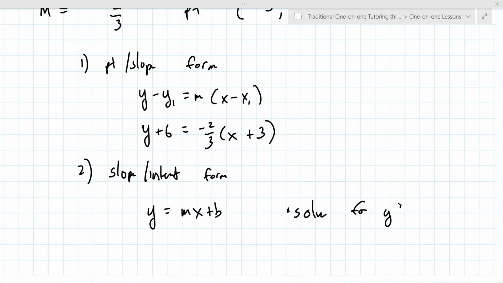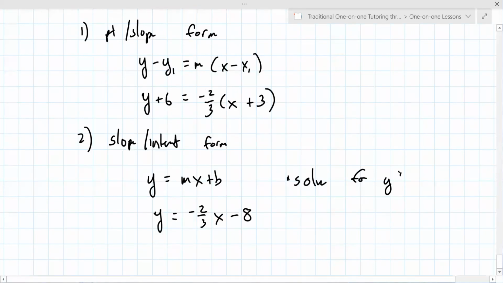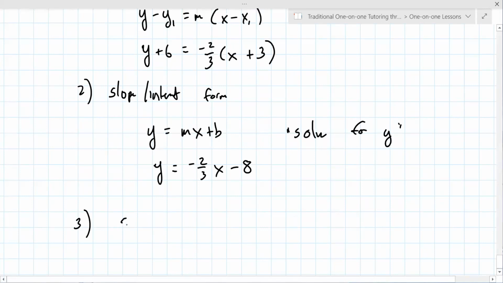y plus 6 equals negative 2/3 times x plus 3. Okay, so here's another way of looking at this, because you're really close. Is y by itself, is y the only thing on one side of your equation? Oh, okay. Minus 6. Yeah, all right, there we go. Just keep y all by itself. I agree. Okay, now, number three, standard form.